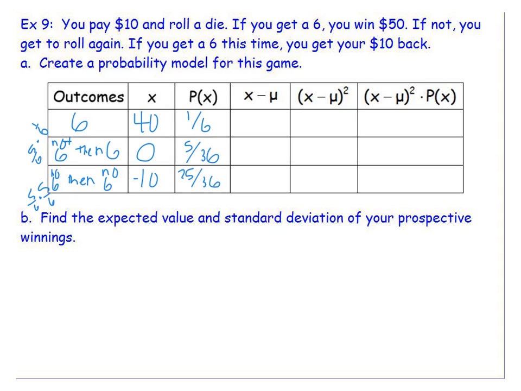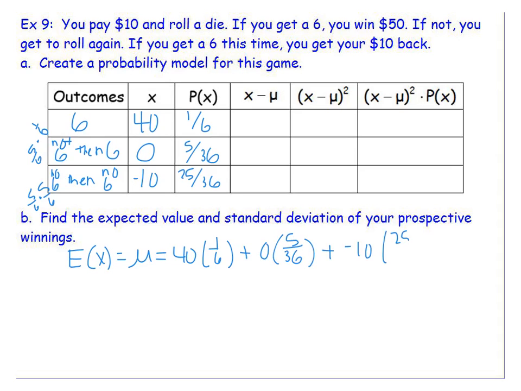We have to now look, and this question says, find the expected value. Great, we're going to do that. The expected value, which by the way, is another name for the mean, or mu in this case, is found by multiplying and then adding. So 40 times 1/6 plus 0 times 5 out of 36 plus negative 10 times 25 out of 36.